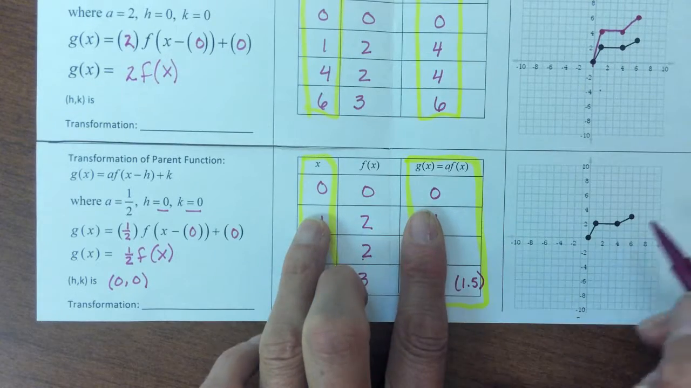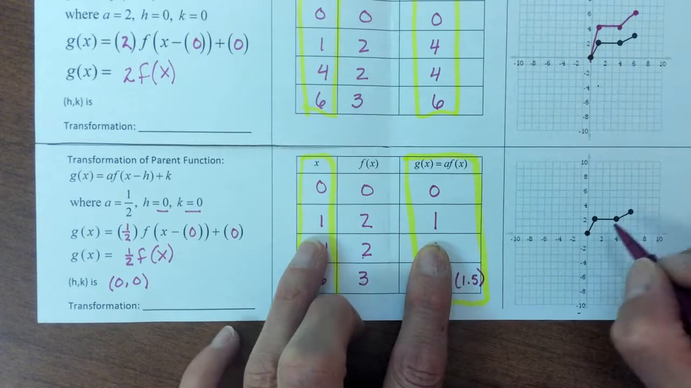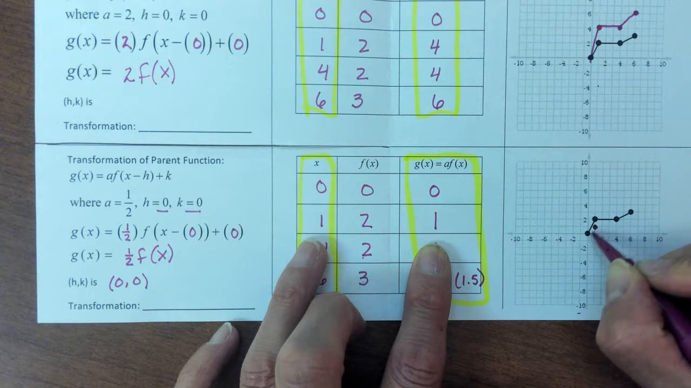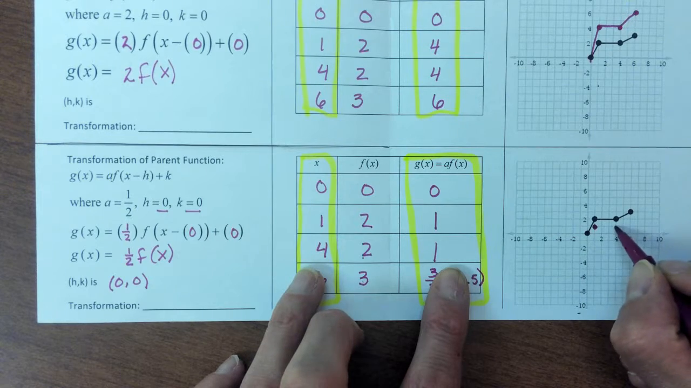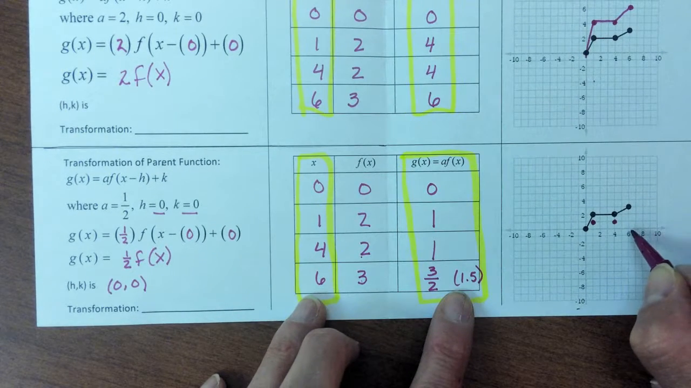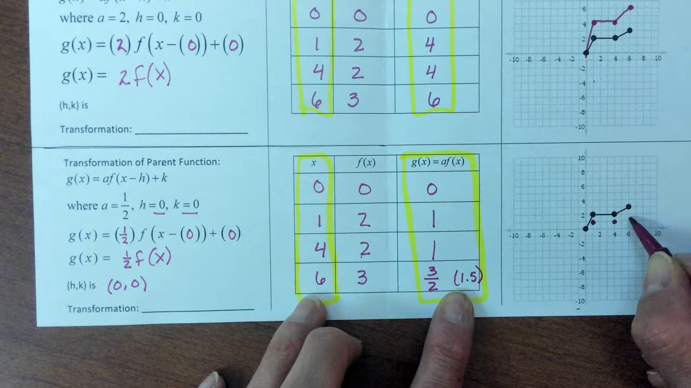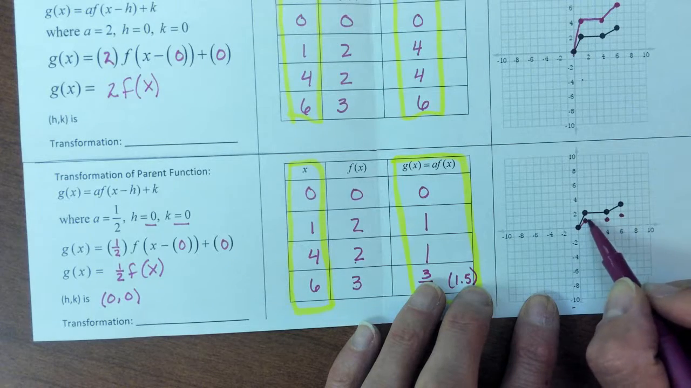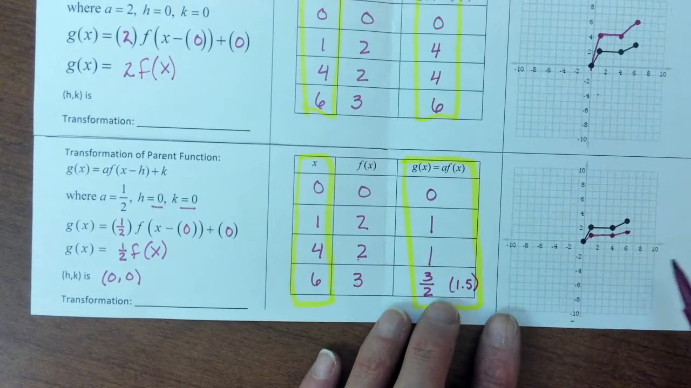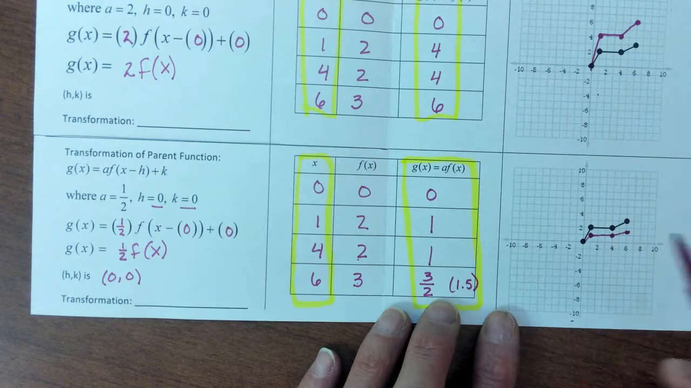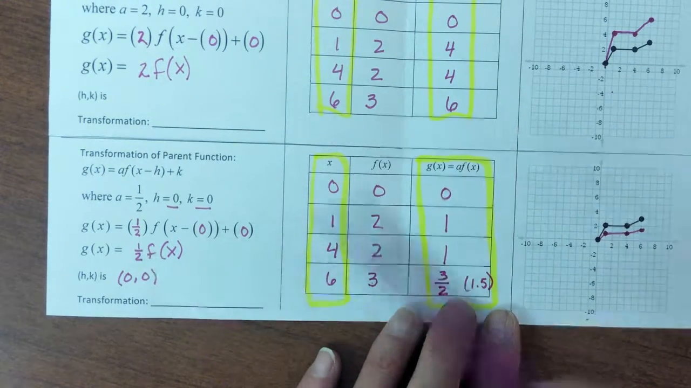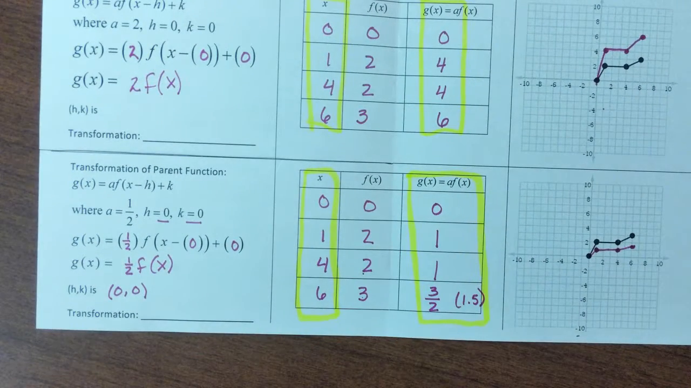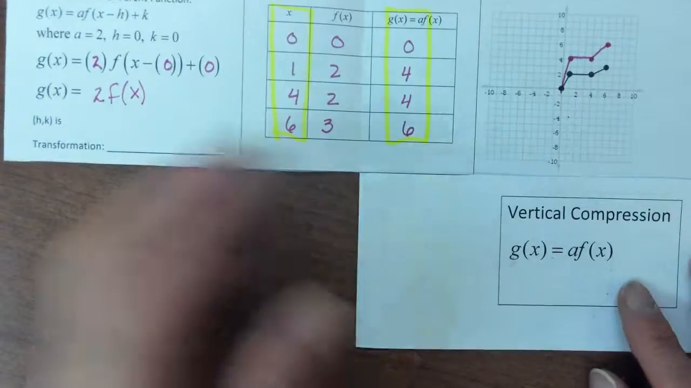So 0, 0 right here. Then I have 1, 1. Notice how that went down a little bit. It's kind of like squishing out. The slope isn't quite as steep. Then I have 4, 1. And then I have 6 and 1.5, which is right about there. So you can see that that got squashed a little bit. That's a compression. So the slope isn't quite as steep. We can look at that as slope, and here the slope is steeper. So that's how you would do transformations of functions.